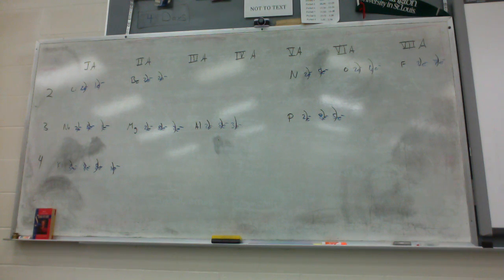Now, let's go back to that 2, 8, 18, all that kind of stuff. First period. How many electrons in the first energy level? 2. How many elements are in period 1? 2. Hydrogen and helium. How many elements are in the second period? 8. How many electrons in the second energy level?